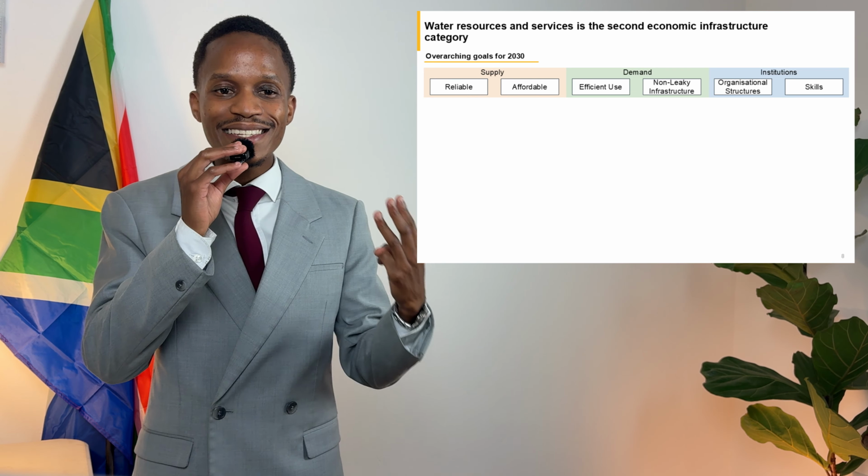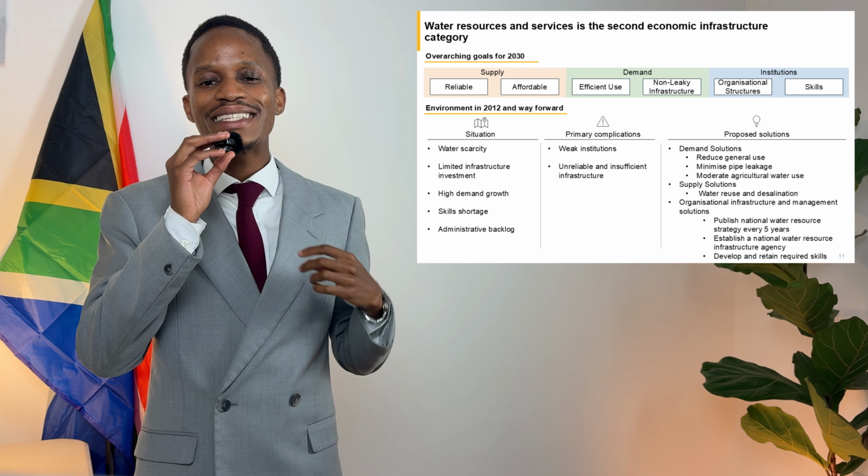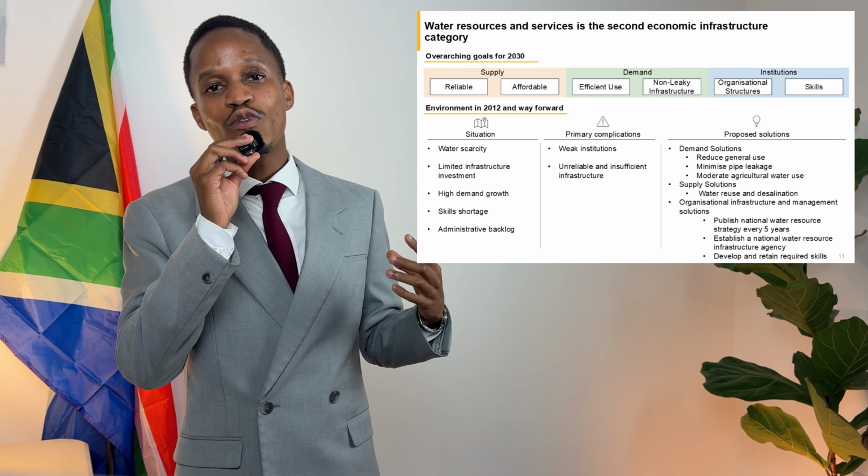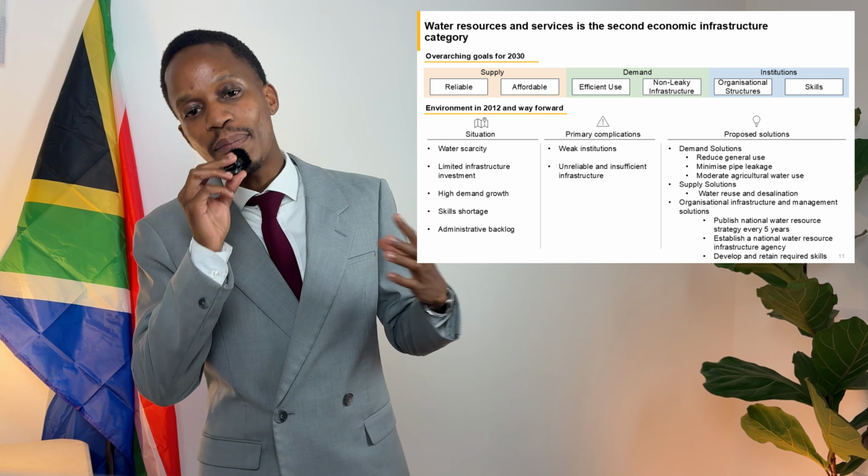To address these challenges, in 2012, the National Development Plan prioritized interventions to reduce demand for water, improve supply of water, and strengthen the capability and capacity of the government's workforce within the water infrastructure space.